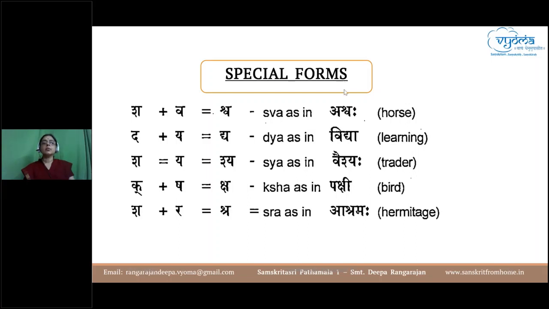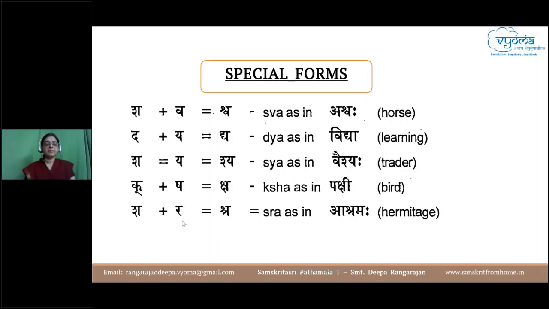Hema Mohan, do you want to read? Sh plus va, shwa, as in ashwaha, horse. Yes. T plus ya, tya, as in vidya, learning. Yes. Sh plus ya, shya, as in vaishyaha, trader. Yes. K plus sha, ksha, as in pakshi, bird. Yes.